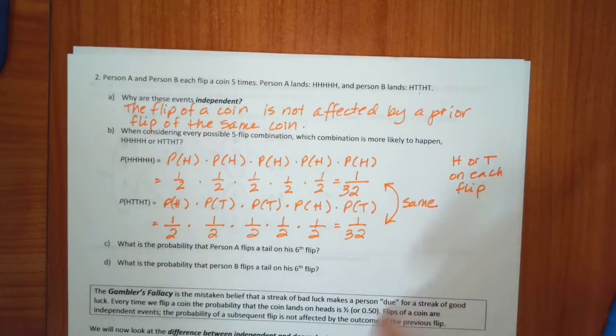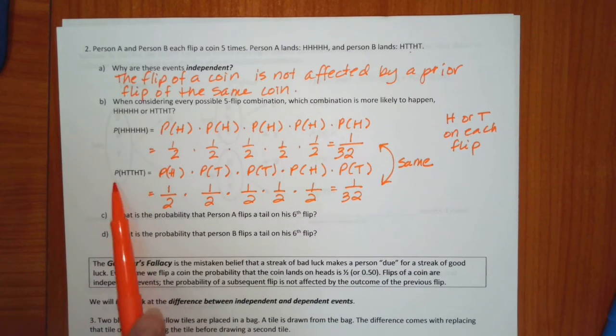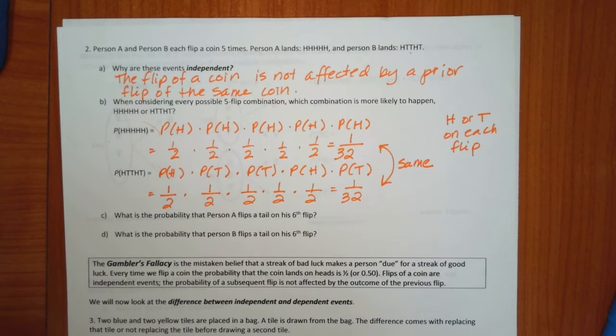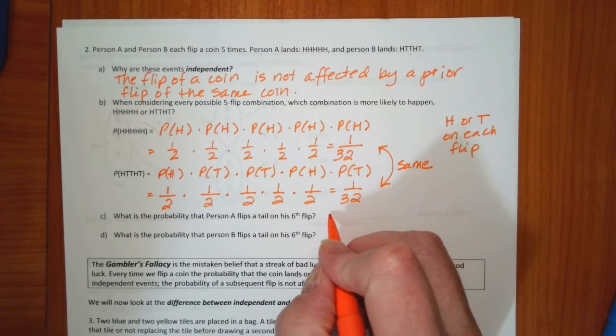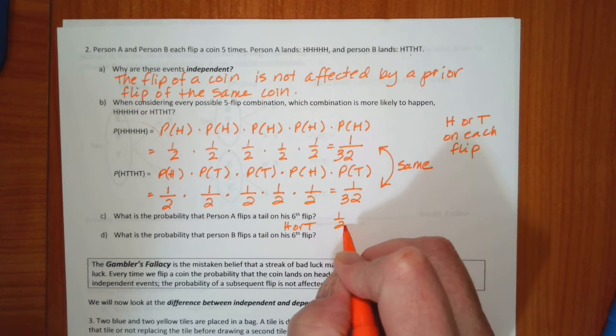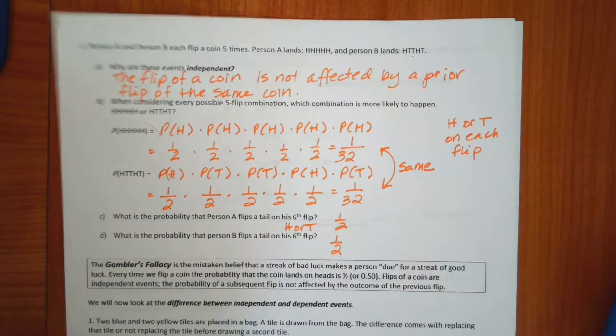And we're going to talk about that in just a minute. I know when we were in class, we asked, well, which one do you think is more likely to happen? And almost everybody, including me just at first blush, would say, well, this one, because they're not going to get heads 5 times in a row. Well, let's extend this. What is the probability that they flip a tail on the 6th flip? Well, it's 1/2. On the 6th flip, you can get a head or a tail, so it's 1/2. The same thing is going to happen for person B, it's 1/2.